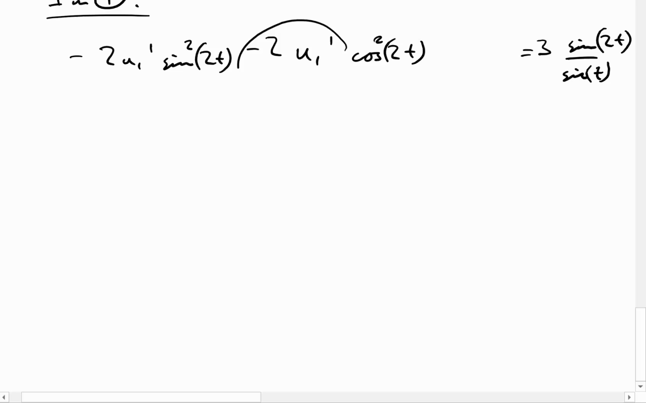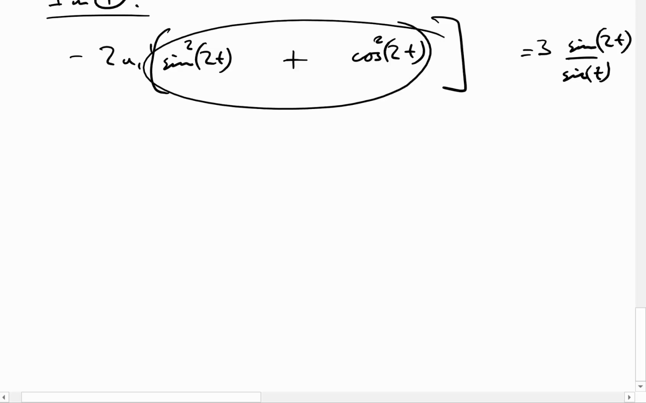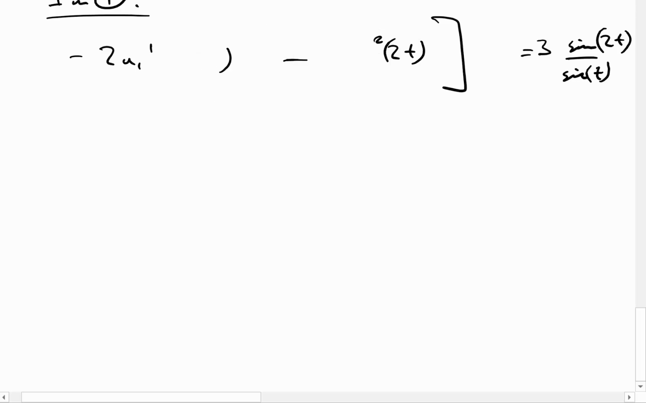Then, look, I've got a minus 2u1 dash there and a minus 2u1 dash there, so I'm just going to take a minus 2u1 dash out of this whole thing. Factor it out. Look at that: sine squared plus cos squared is equal to 1. So I'm just left with minus 2u1 dash on the left hand side.